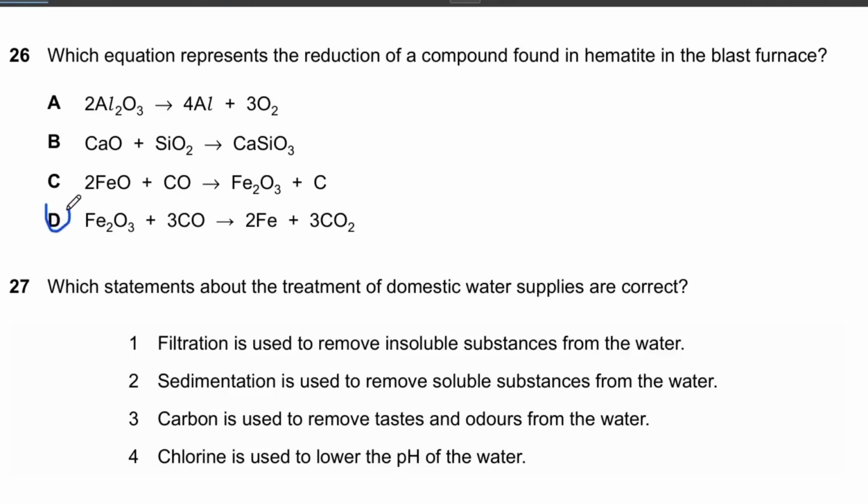So therefore, our answer is going to be D. This is iron(III) oxide and carbon monoxide to give us iron and carbon dioxide. That is the extraction of iron in a blast furnace.